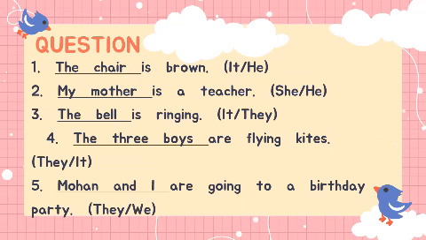So we have discussed all the types of pronouns, and we have well understood what a pronoun is. Now it's time for doing some questions. Our first question says, the chair is brown. We first have to identify the noun in it, the subject. A noun is a person, place, animal, or thing. The chair is a thing, right?